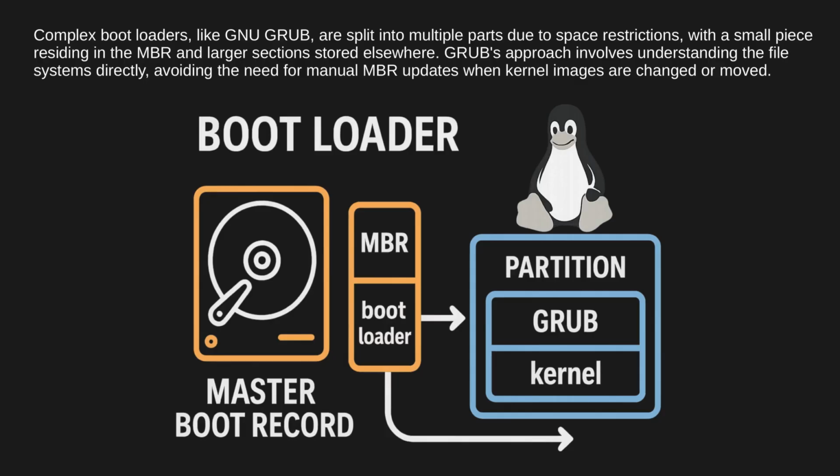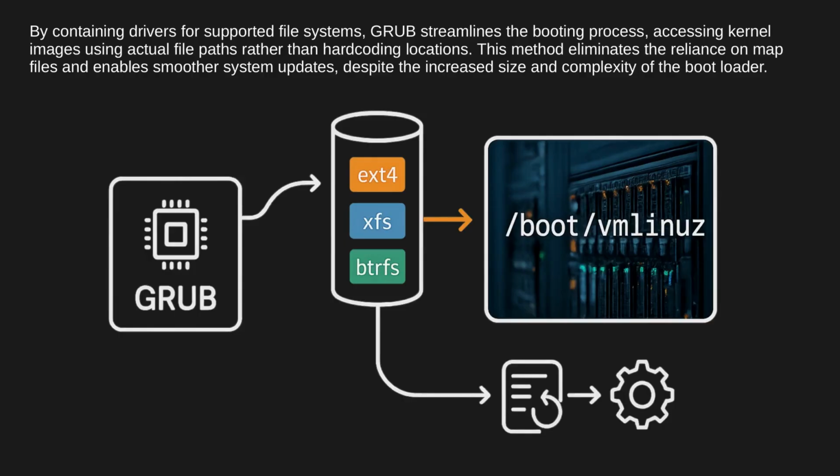GRUB's approach involves understanding the file systems directly, avoiding the need for manual MBR updates when kernel images are changed or moved. By containing drivers for supported file systems, GRUB streamlines the booting process, accessing kernel images using actual file paths rather than hard-coding locations. This method eliminates the reliance on map files and enables smoother system updates, despite the increased size and complexity of the bootloader.